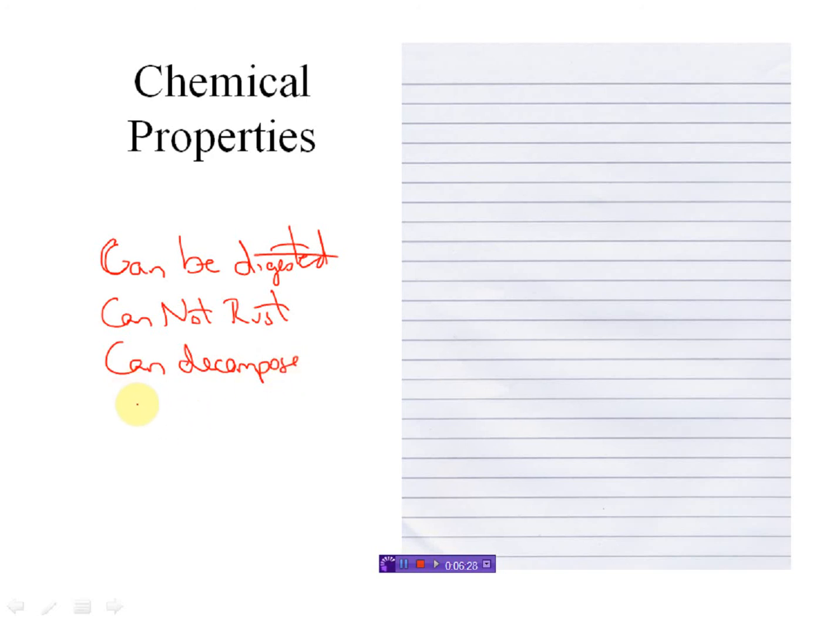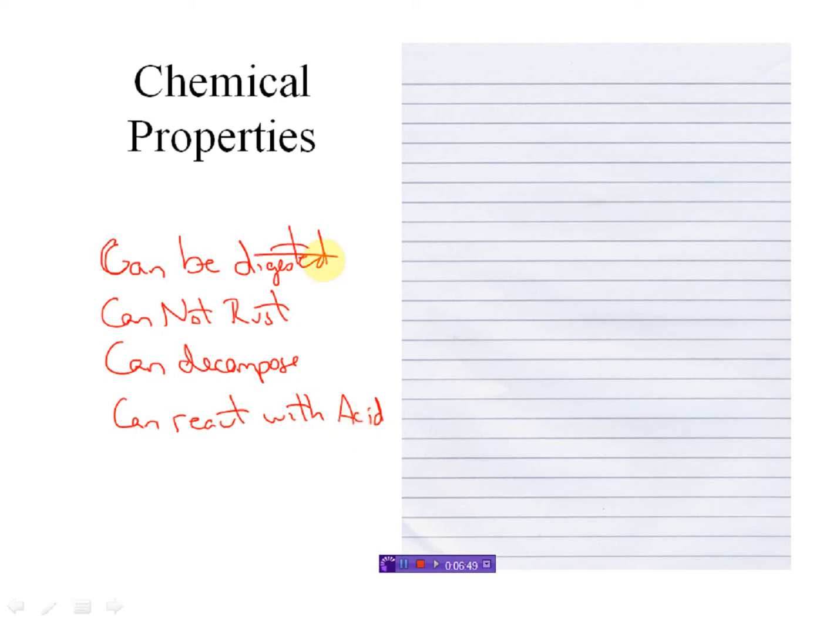What else can we say about white paper? Think for a second. What would you come up with? Did you come up with anything? You could also say that it can react, maybe with an acid. So these are all chemical properties.